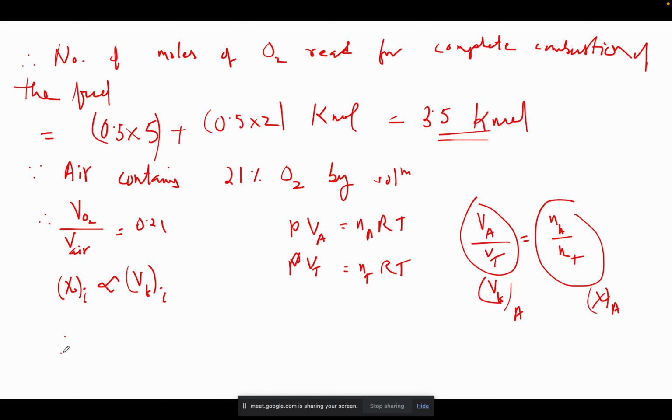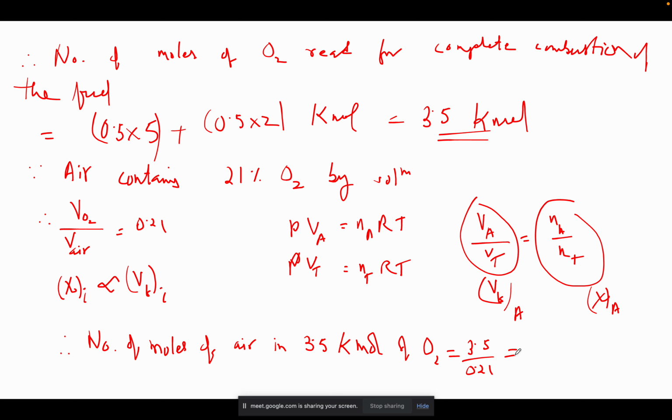So therefore what we can write from here is that the number of moles of air in 3.5 kilomoles of oxygen is basically 3.5 divided by 0.21, which is 16.67 kilomole.